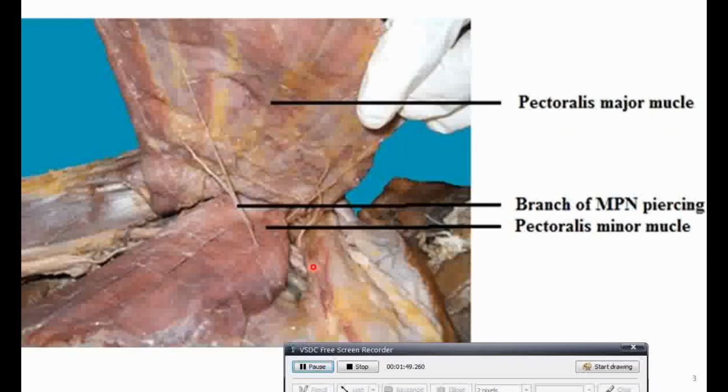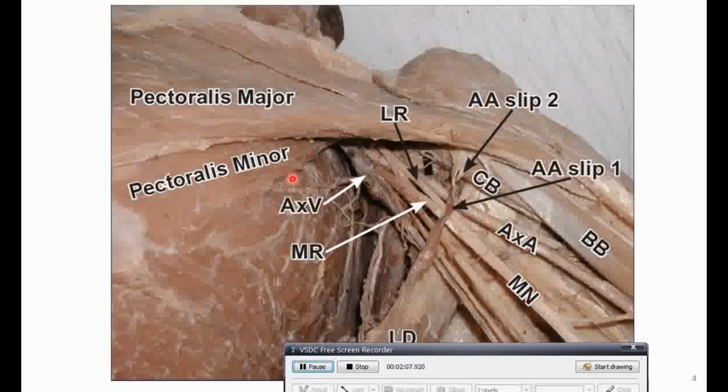Cut across the remainder of pectoralis major about 5 cm from the sternum. Reflect it laterally. Identify the branch of medial pectoral nerve which pierces pectoralis minor to enter pectoralis major. Note the entire sheet of clavipectoral fascia which is covering the pectoralis minor and that is located deep to pectoralis major. Then remove it from pectoralis minor.